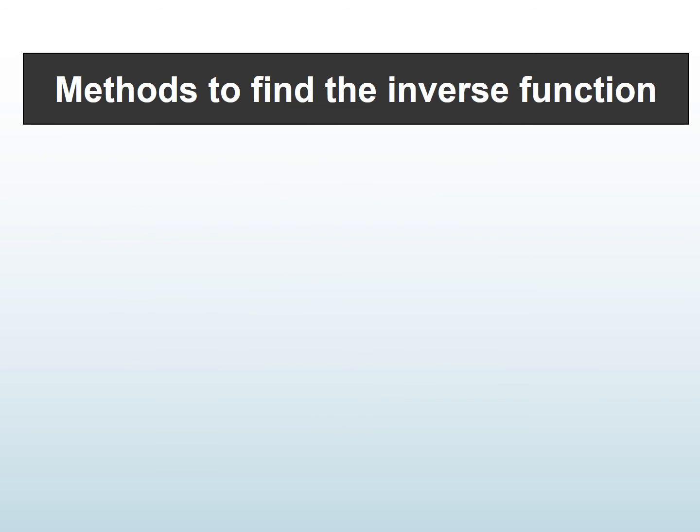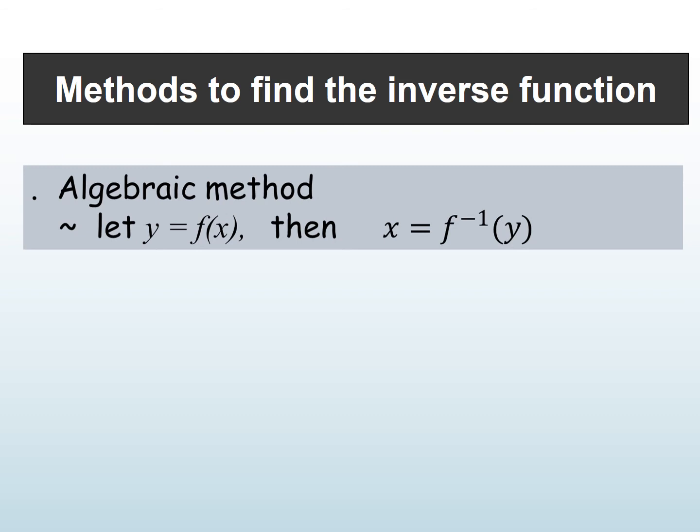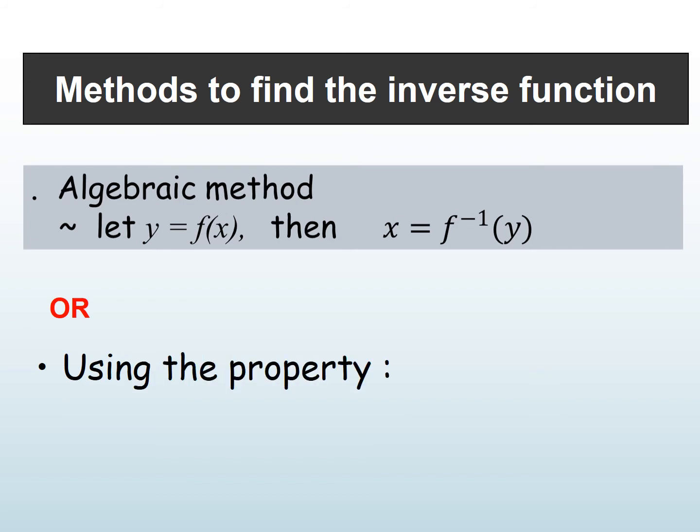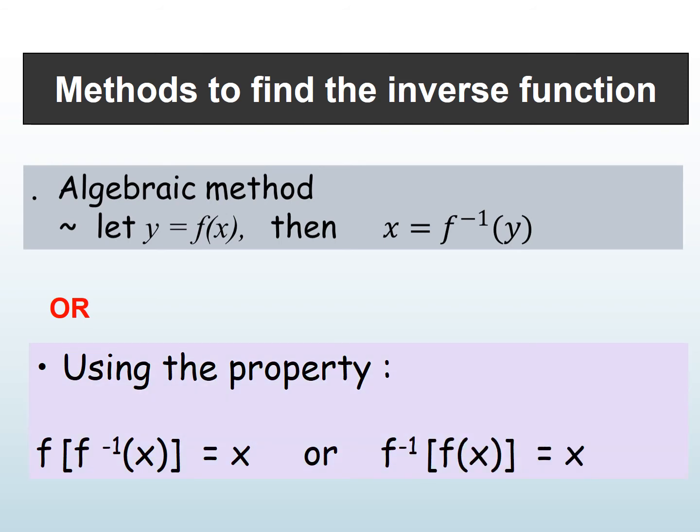Methods to find the inverse. There are two methods to find the inverse function. The first one is the algebraic method. Let y equals f(x), then x equals f inverse of y. Or the second method is by using the property f composite f inverse of x equals x, or f inverse composite f of x equals x.